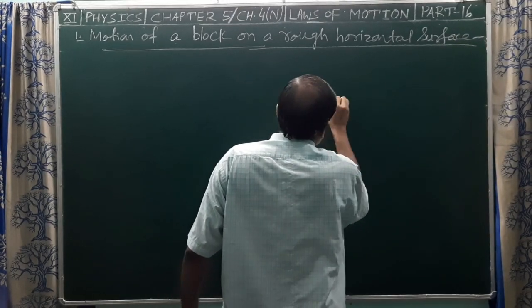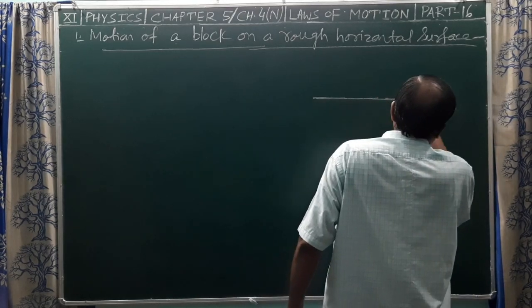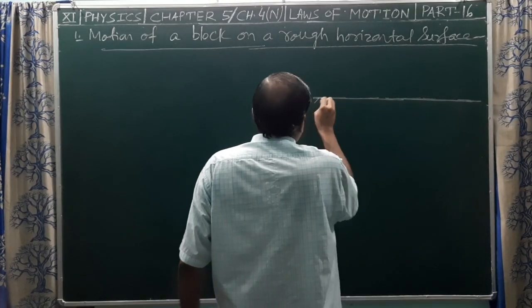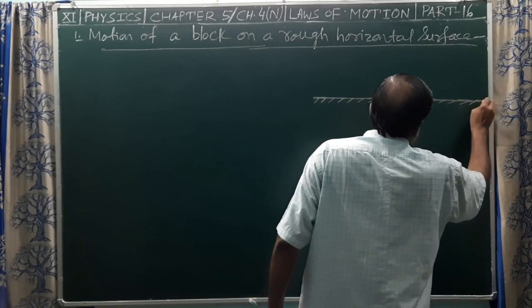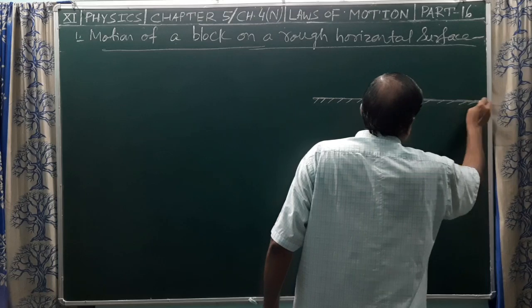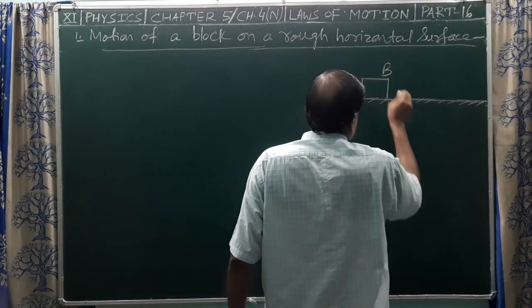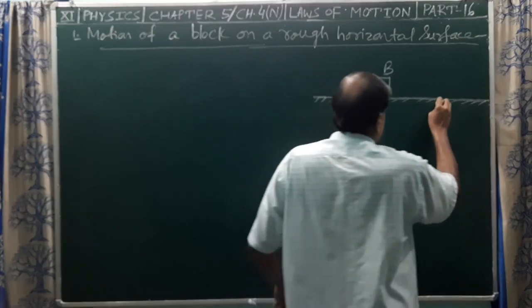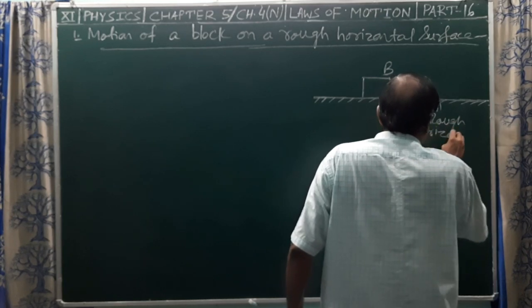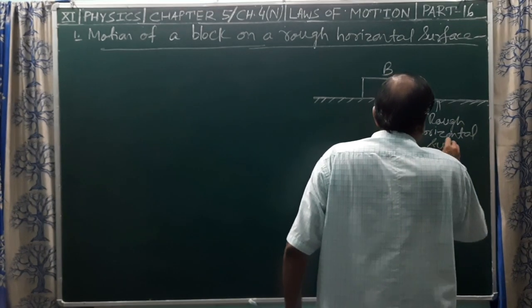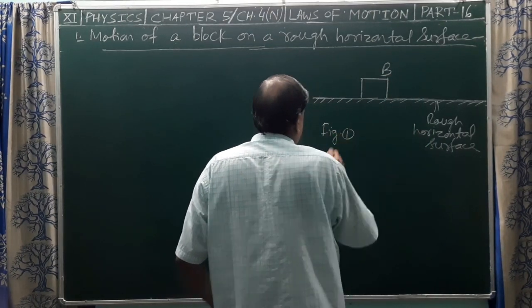Suppose a block of mass m is moved over a rough horizontal surface with a speed u. The body is projected with a speed u over a rough horizontal surface. This is the block B. This is the rough horizontal surface. Say it is figure 1 in this case of this topic.